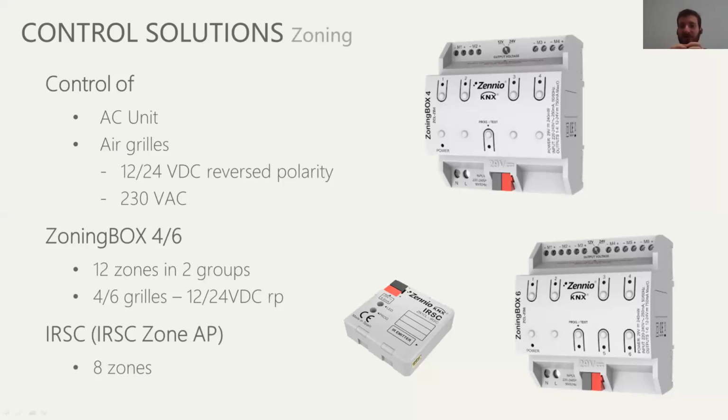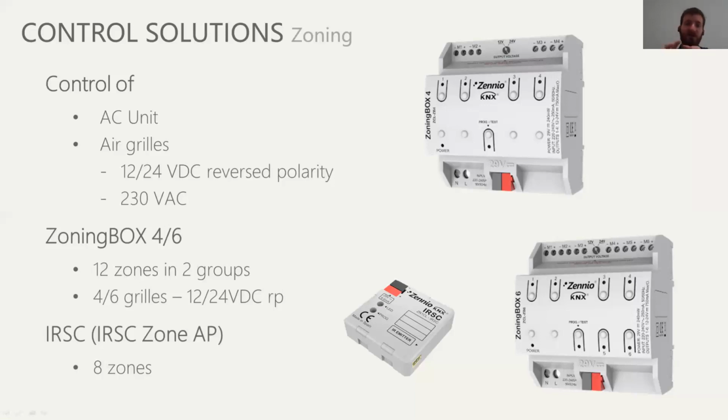And the thawing box is just doing that logic of, okay, I've got all of them open, so I want maximum speed. I'm closing 2 of them, I want to bring speed down to 50%. So that's the logic it will be controlling. Air grills generally are 12 or 24 volt DC with reverse polarity, and you can also have 230 volt AC or 110 volt.